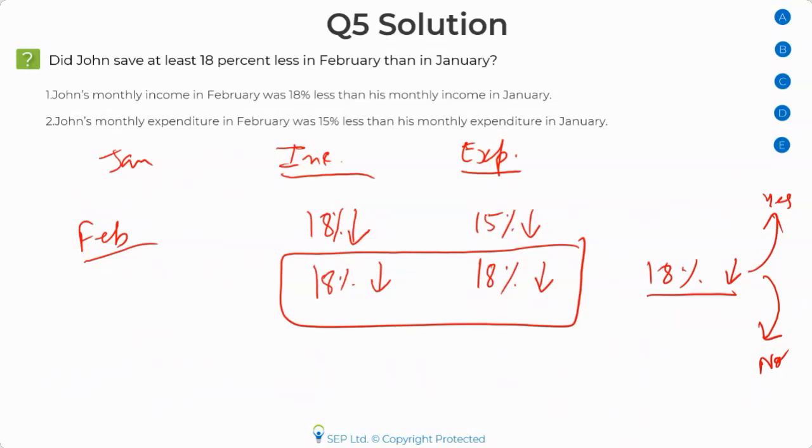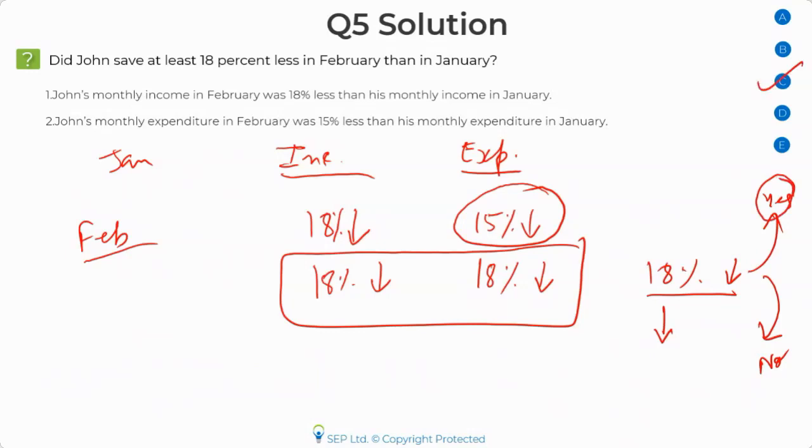I know that my income went down by 18%, but my expenditure did not come down as much. So obviously my savings would have reduced further. My savings would have depleted further, maybe 20, maybe 22, maybe 19. I don't know how much, but it would have definitely depleted further. So the answer to this question is yes, and that's why C is the correct answer.